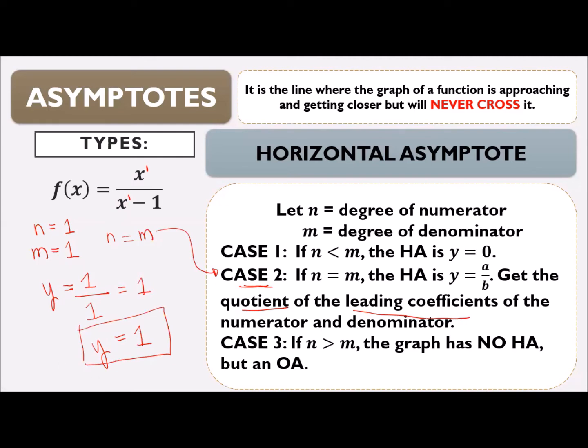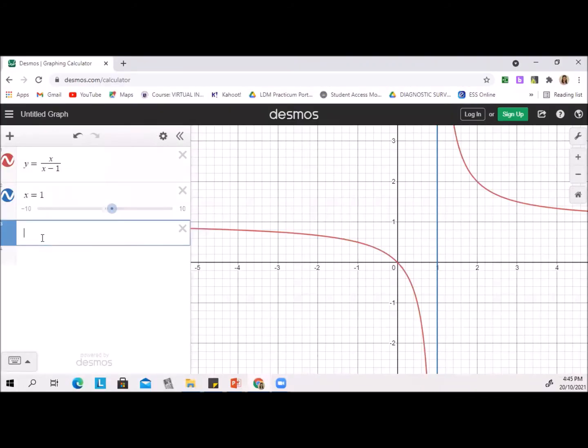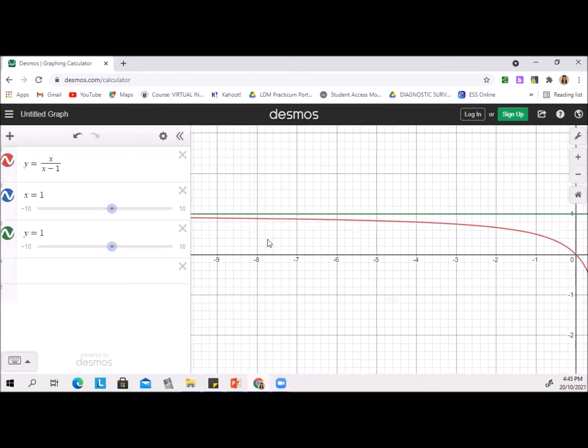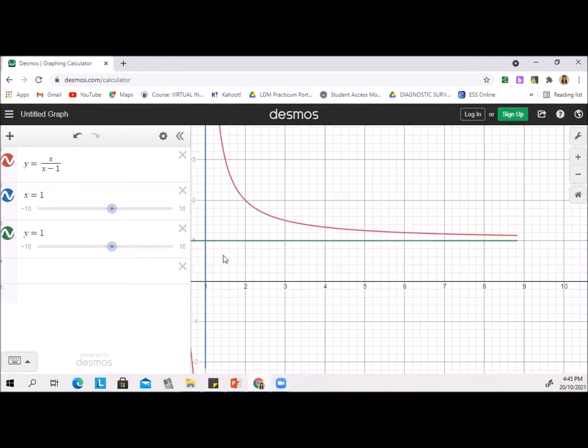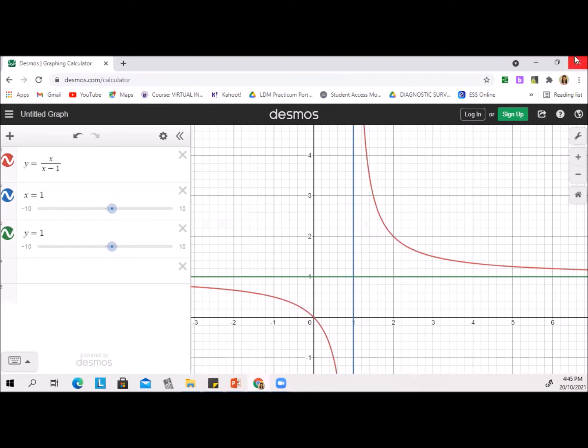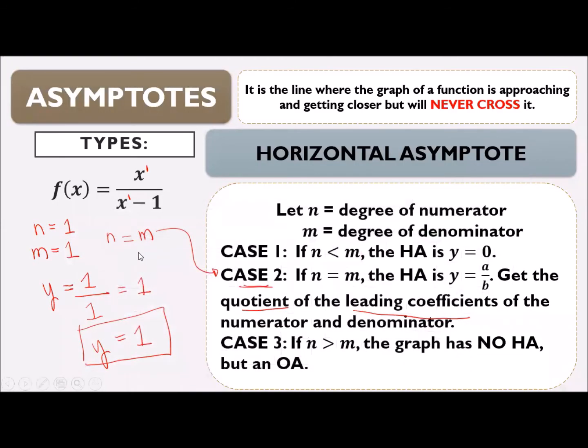So, balikan natin yung Desmos kanina. Type in natin, y is equal to 1. Pag in-enter natin iyan, mapapansin nyo yung green line, yan ang ating horizontal asymptote. Kahit na anong gawin mo, sa kaliwa at sa kanan, pag drinag mo yan, hindi sila magtatagpo. Okay? So, yan ang ating horizontal asymptote.